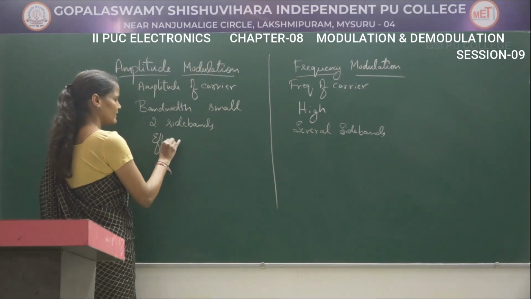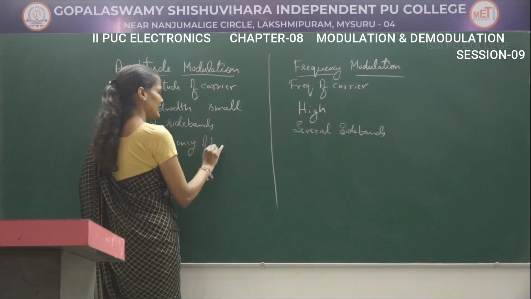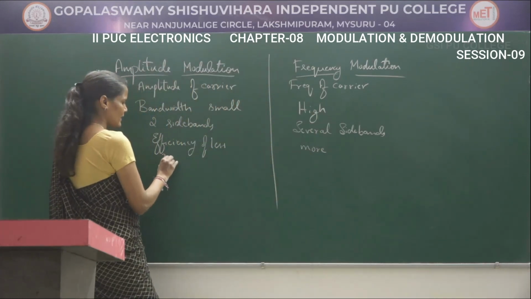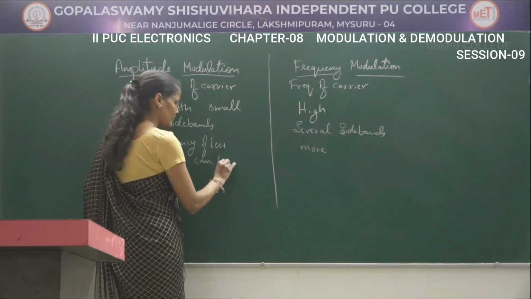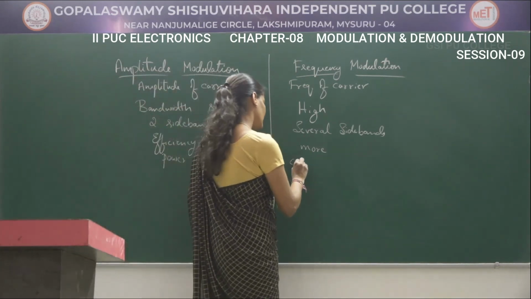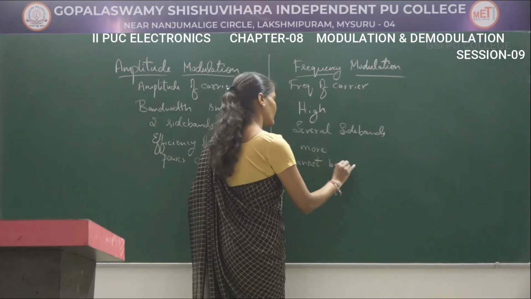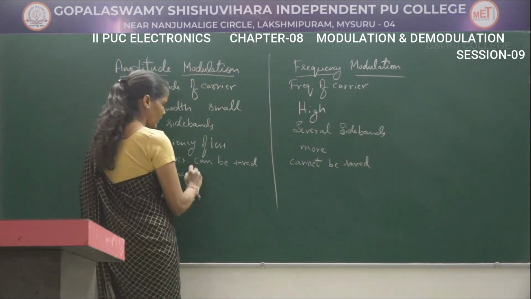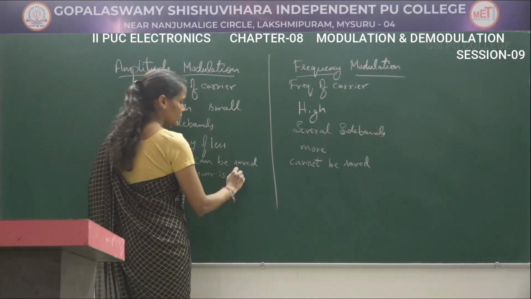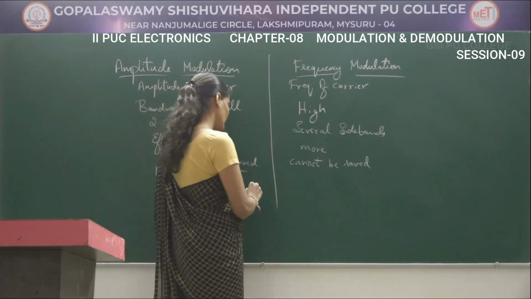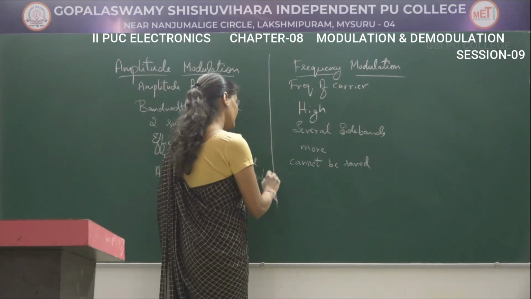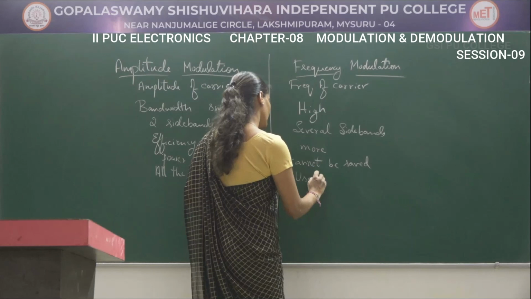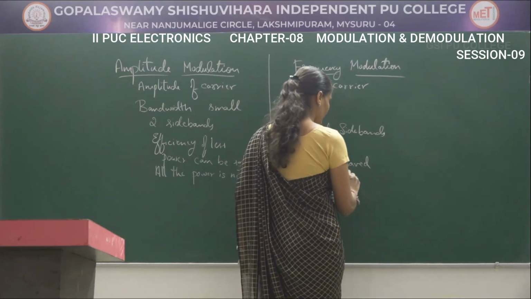Efficiency of the signal is less in AM, whereas here the efficiency of the signal is more. And power can be saved in amplitude modulation, whereas it cannot be saved in frequency modulation. All the transmitted power is not useful, because only 33% is useful power, and the remaining 67% of the power is just gone away. Whereas in frequency modulation, all the transmitted power is useful power.